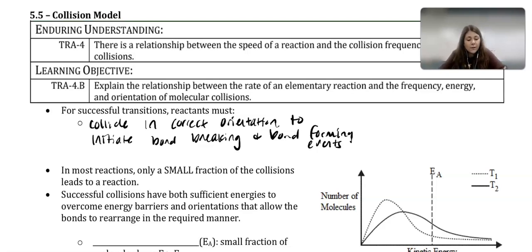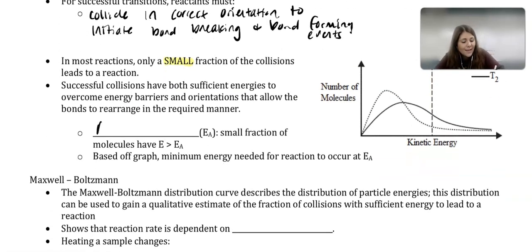So it's really honestly hard for us to understand. In most reactions, only a small fraction of collisions actually lead to a reaction, because the successful collisions need to have both sufficient energies to overcome energy barriers and orientations that allow the bonds to rearrange in the required manner. So we had talked about activation energy last unit, and we're bringing it back this unit to talk more about it, that EA. So honestly, a small fraction of molecules have energy that's greater than the activation energy.